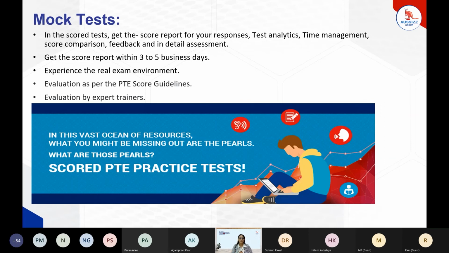Apart from that, you will also get the score report from PTE Tutorials within 3 to 5 business days, just like Pearson PTE exams. You will have a real exam environment because that particular test has been framed in that manner: first speaking, then writing, reading, listening. So that will give you a real environment. Apart from that, score guidelines must be referred to and trainers' feedback must be received from that mock test.